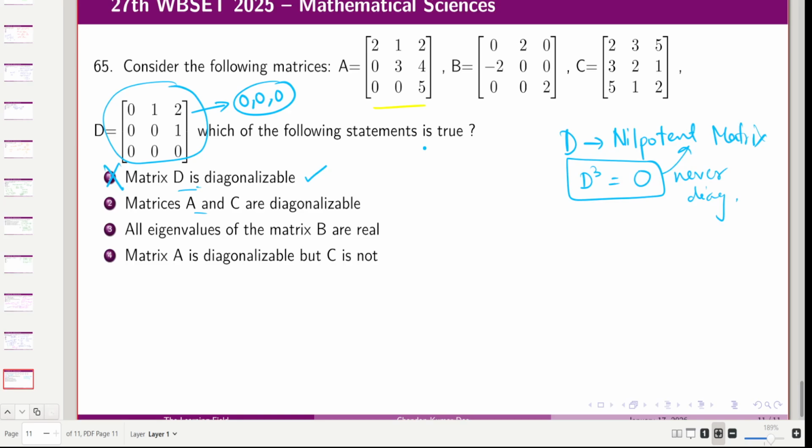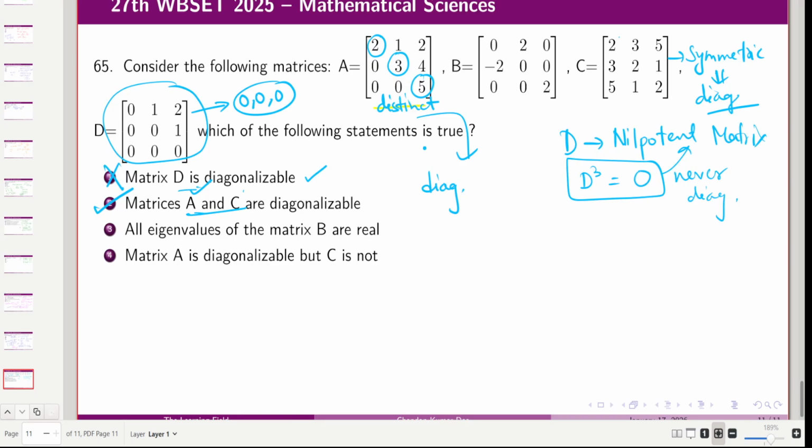Then A and C are diagonalizable. Check A. Since this is an upper triangular matrix, the eigenvalues are 2, 3, 5 and distinct. Distinct eigenvalues means diagonalizable. That means A is diagonalizable. Now C: this matrix C is a symmetric matrix, and we all know that a symmetric matrix is also diagonalizable. That means option 2 is true, A and C are diagonalizable.